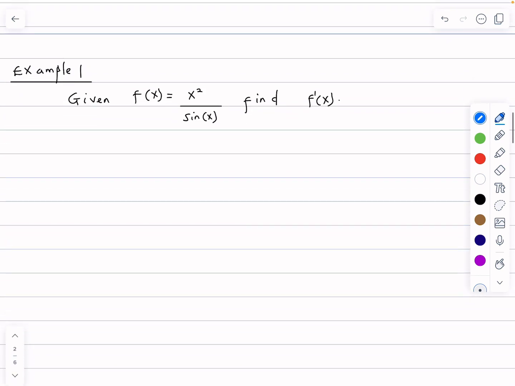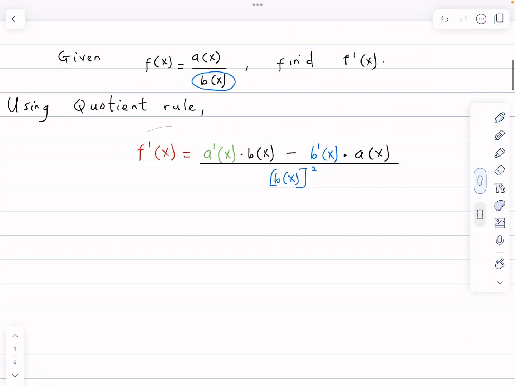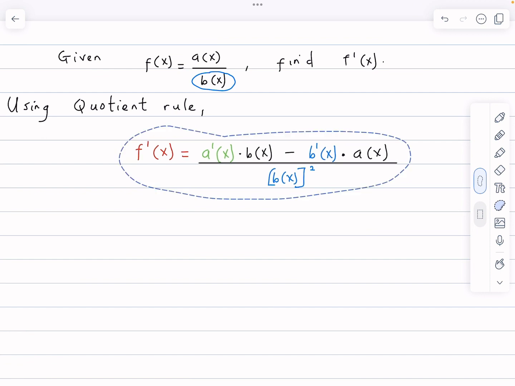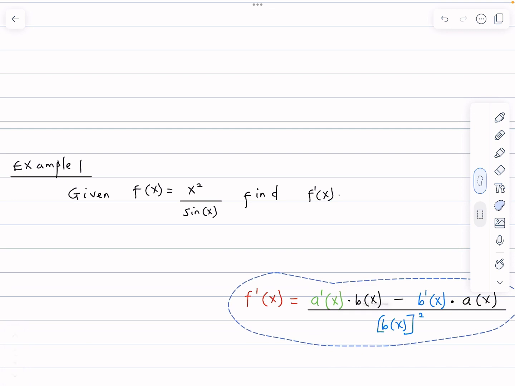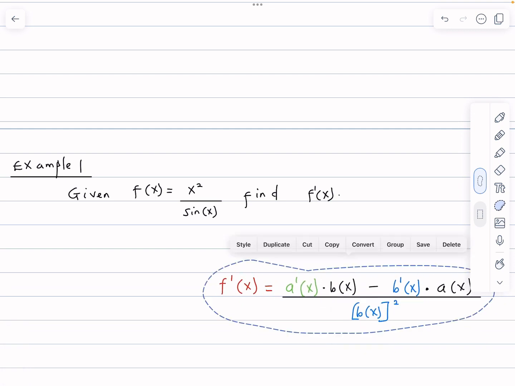Look at this example. Given f of x is equal to x squared over sine x, find f prime of x, find the first derivative. For this problem, we cannot simplify. There's nothing we can do. We just need to find the first derivative. So what I'm going to do is copy this quotient rule and put it side by side, somewhere here, so that we can look at it and apply the quotient rule.